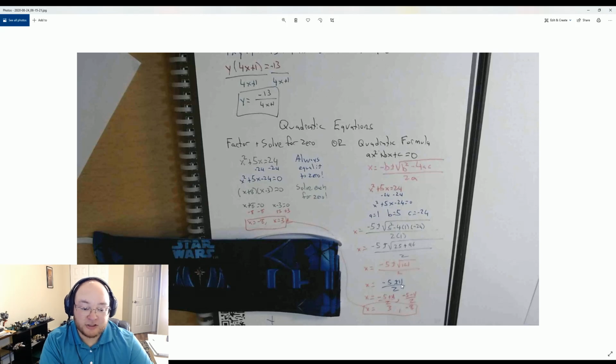So now it turns into two questions. Negative 5 plus 11, it's hard to see my negative there, over 2. And negative 5 minus 11 over 2. Negative 5 plus 11 is 6. 6 divided by 2 is 3. Negative 5 minus 11 is negative 16. Negative 16 divided by 2 is negative 8, which if you look, that's the same answers we got. In general, and we'll talk about this later, when there's an x squared, that means there should be two answers, usually.